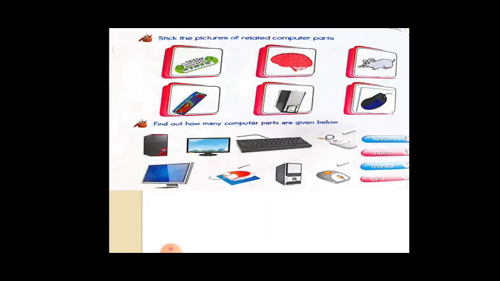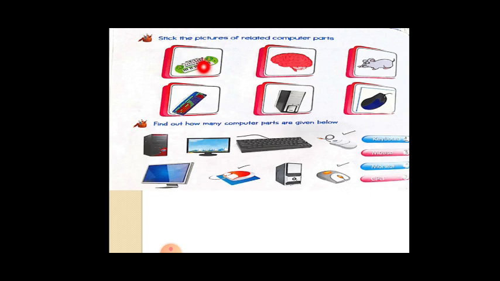Next, with the stickers, stick the numeric keys in the ascending order. All the keys are given at the back page of your textbook. You need to stick the keys in the ascending order. Fill the dots, color and name the parts. I have named the parts already, so you need to color it, children. Next, stick the pictures of related computer parts.